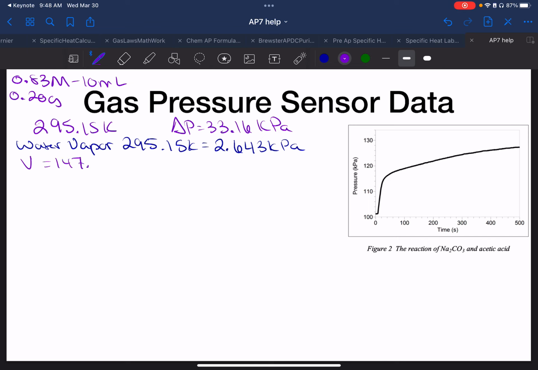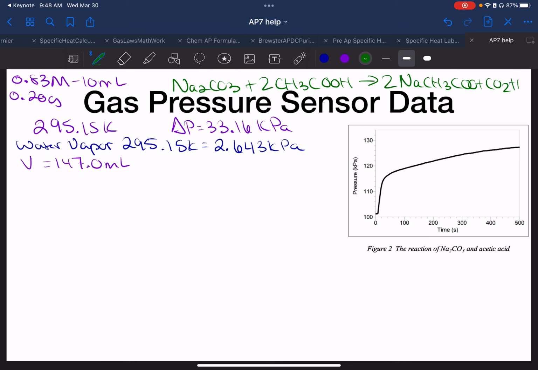And the volume of the Erlenmeyer flask was 147.0 milliliters. Okay. And we assume automatically that the acetic acid is in excess, and thus it is presumed that the entire amount of Na2CO3 is reactive. Okay. So we had our balanced equation that we had earlier. So we have Na2CO3 plus 2C, and we saw this on our pre-lab that we wrote up.